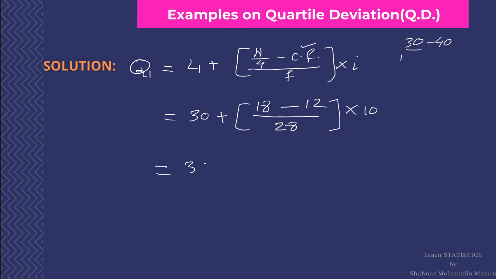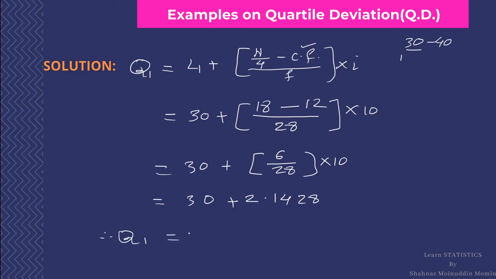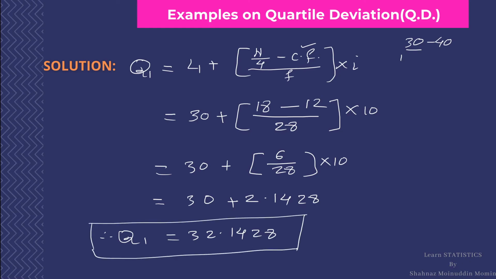So it is 30 plus 6 divided by 28 into 10. After simplification, it is 30 plus 2.1428. Therefore, Q1 is equal to 32.1428. This is the first quartile of our continuous given data.